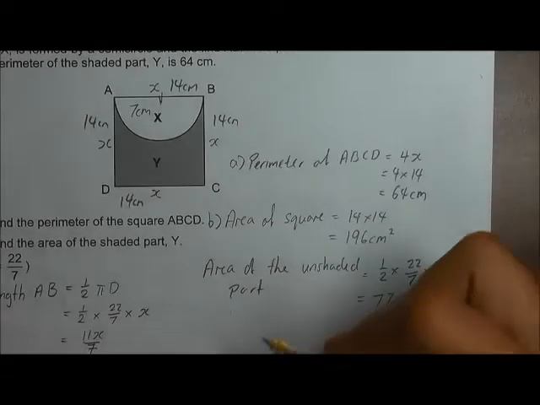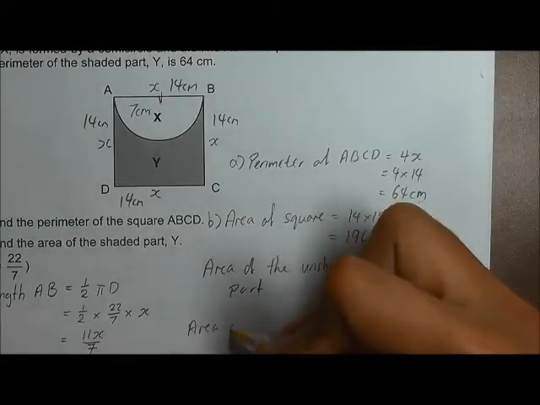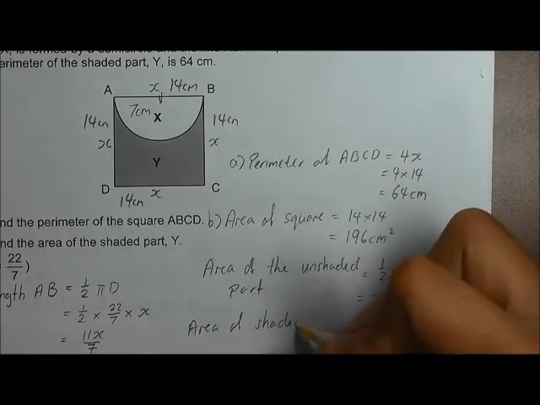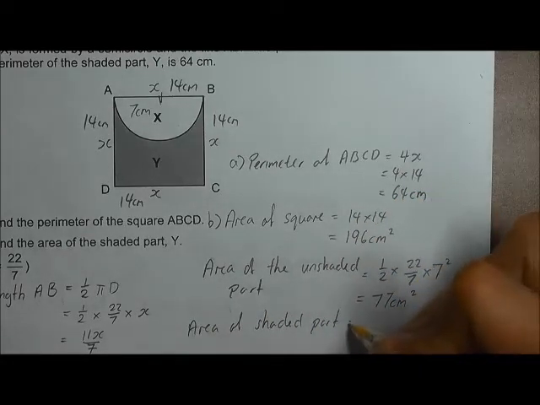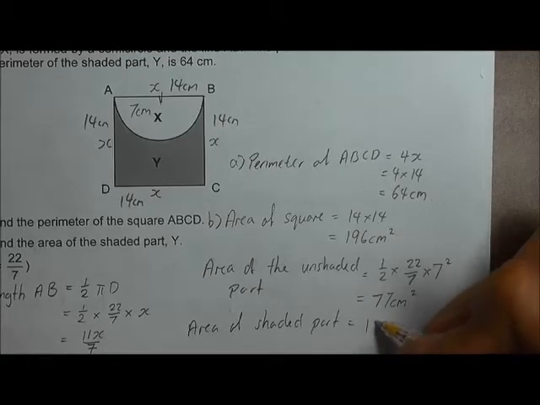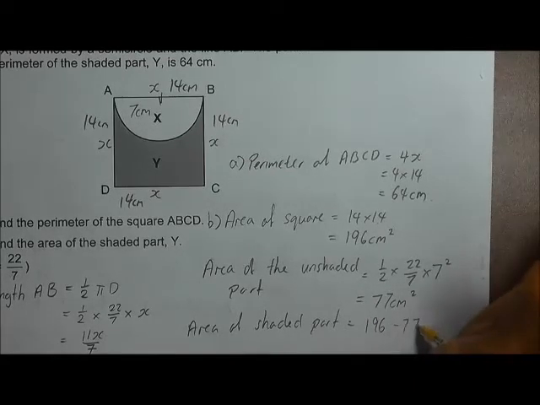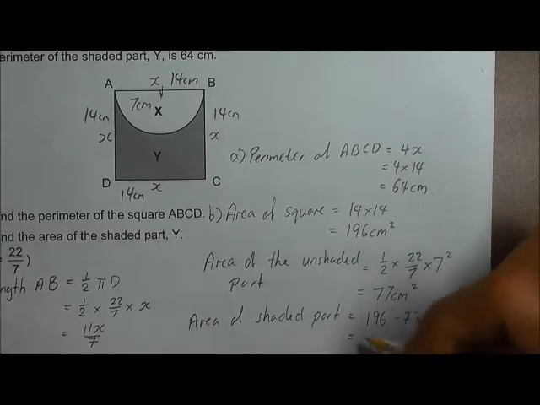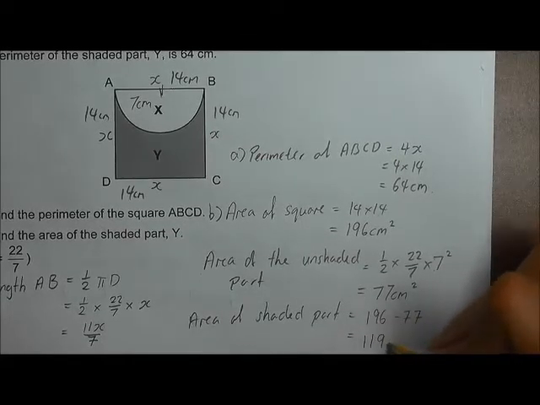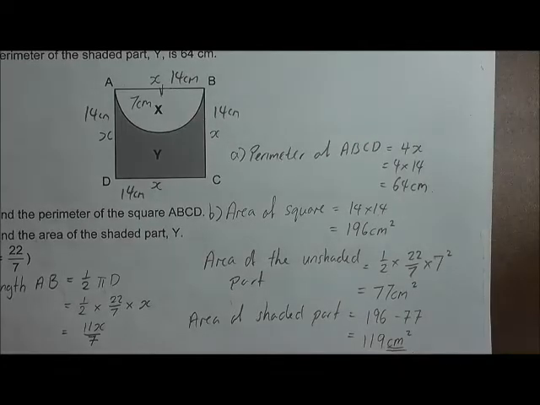And the area of the shaded part y is just 196 minus 77. We will get 119 cm squared. Okay, that's the answer.